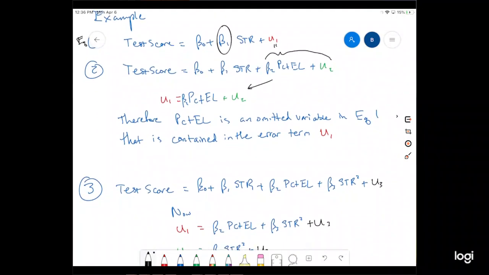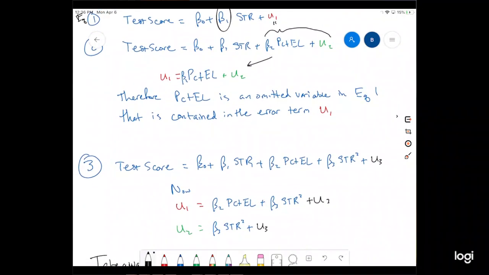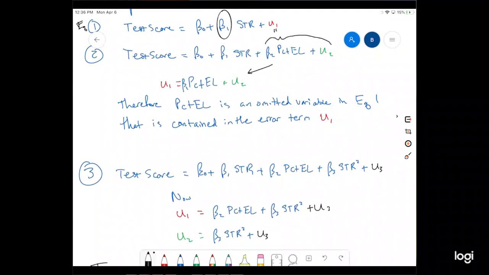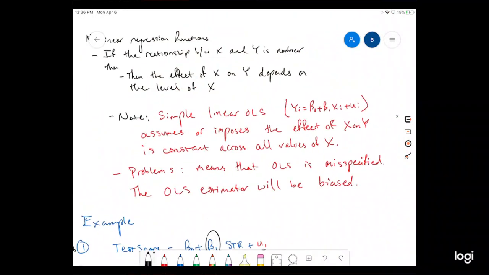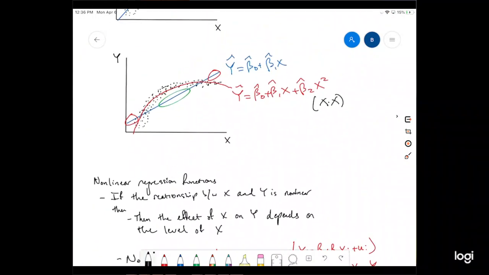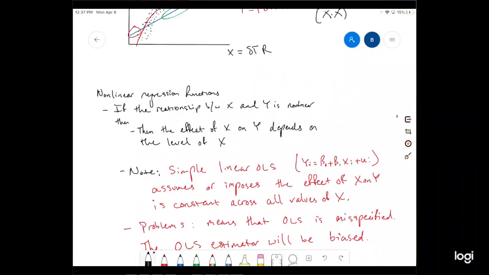What about if student-teacher ratios has some curvature in its relationship to test scores? So maybe in the graph above here, x is student-teacher ratios and y equals test scores. So what if the true relationship is actually curved like this? So maybe we need x squared, or student-teacher ratios squared, in the model.